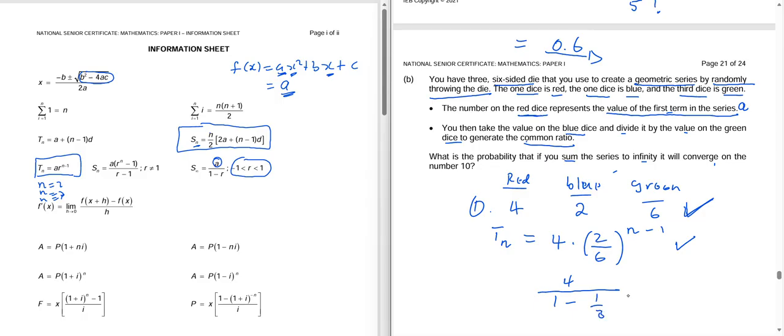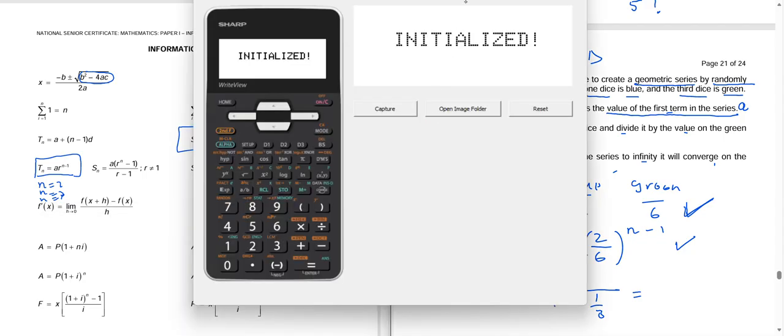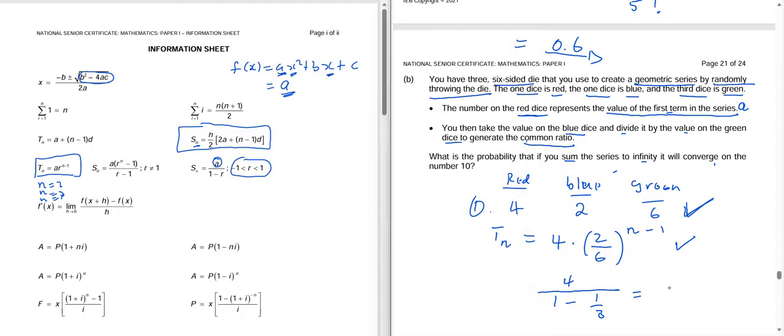So the sum to infinity for this chance that we have created, it's 4 divided by 1 minus 1 over 3. So this possibility, it converges to 6. It does not converge to the number 10. So it means this possibility will not pass to be the number 10.